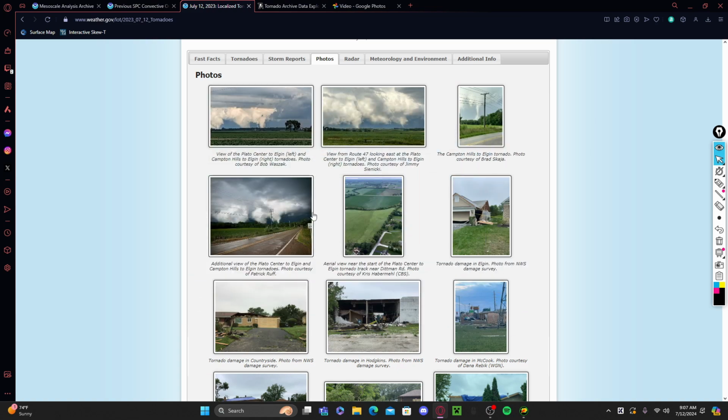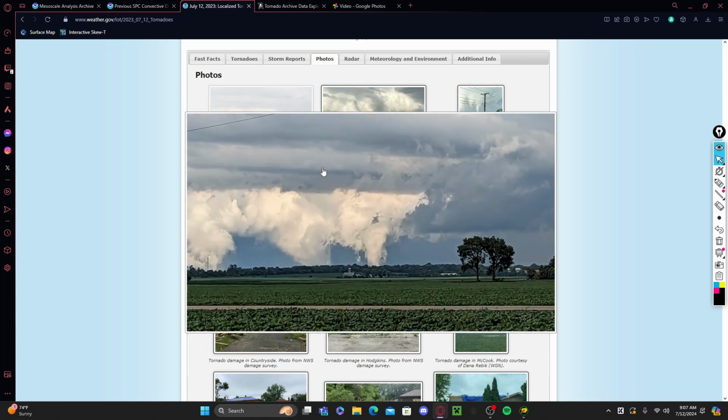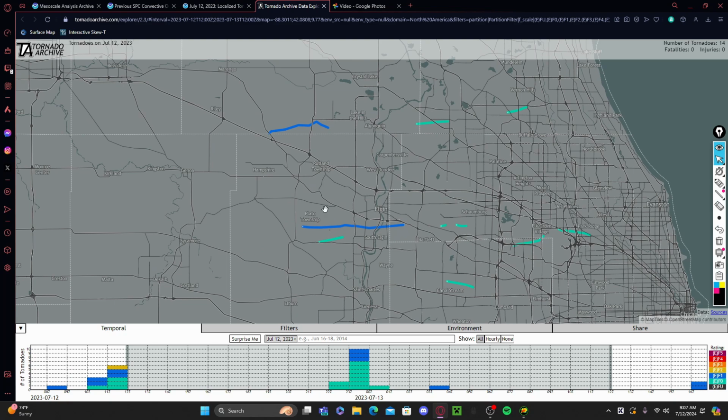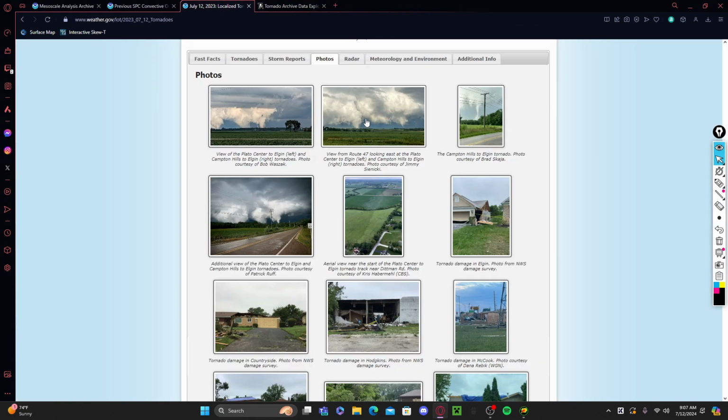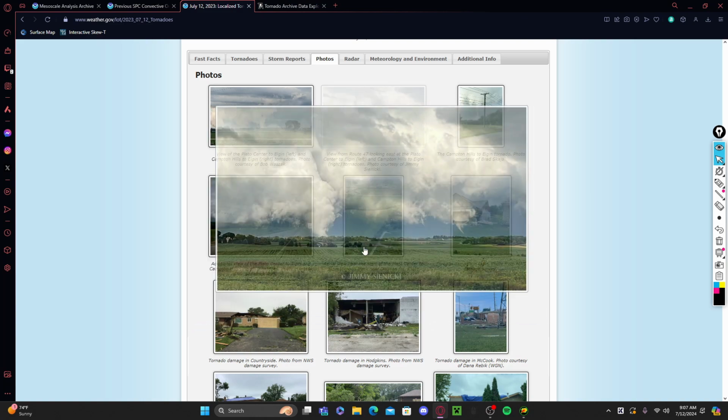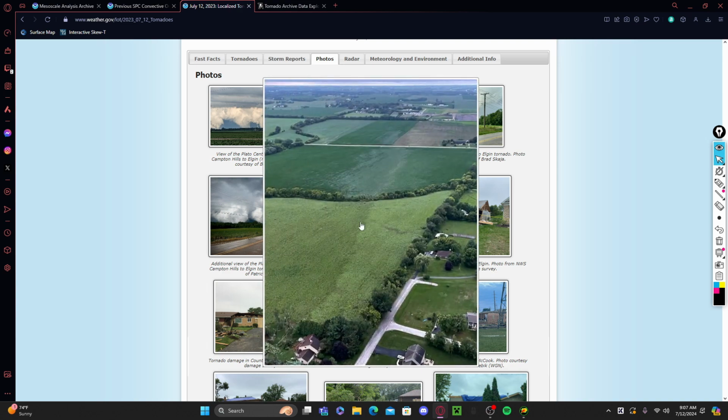Here is, I believe, the Elgin. This is two tornadoes, right? This is the twin tornadoes, which were right here. These were twin tornadoes going on at the same time, but they were two separate rotations. It's not super strong. Very well defined here as well. You can see that funnel very well. Very wispy tornadoes.